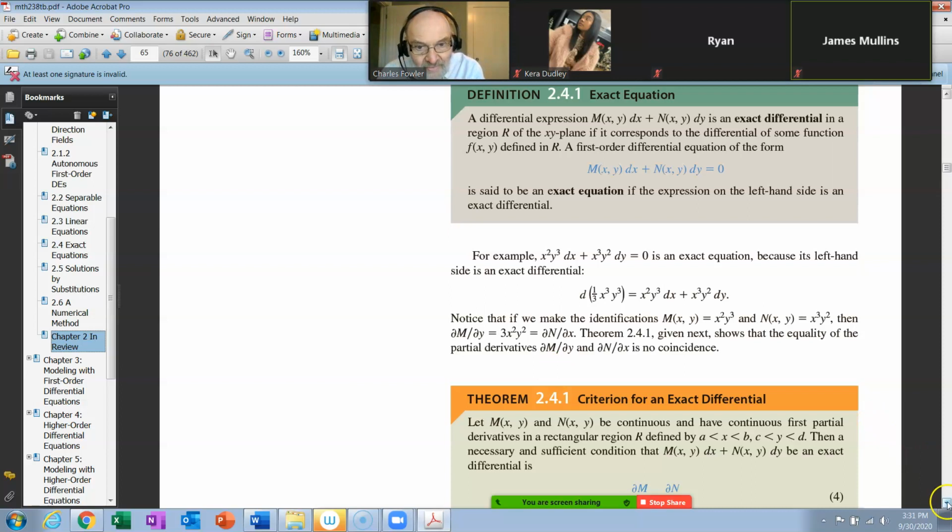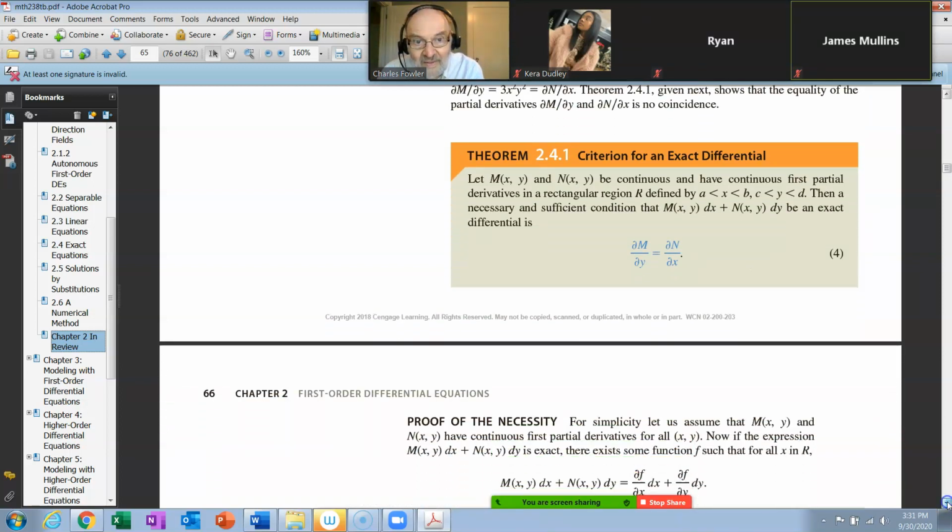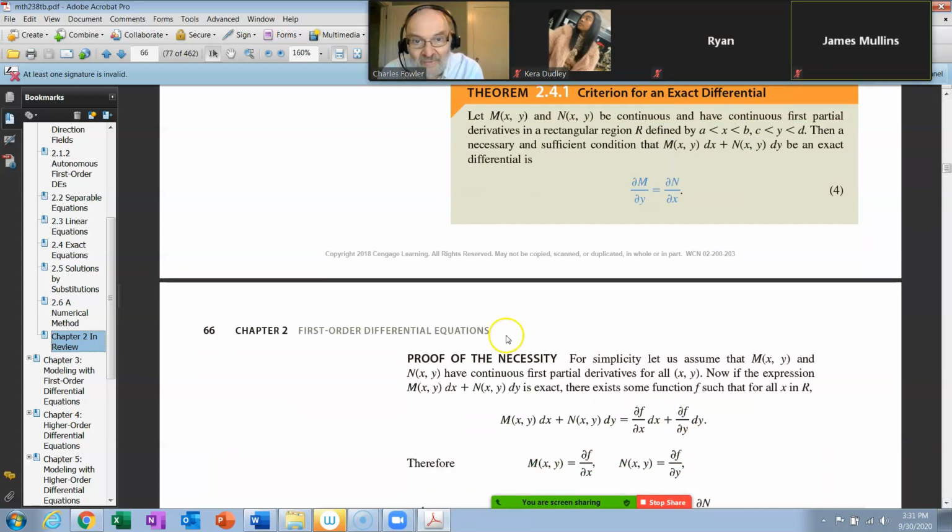And here's why it says this is no coincidence. Criteria for an exact differential. If you have M of x,y and N of x,y that are both continuous functions and have continuous first partial derivatives in some rectangular region R, a less than x less than b, c less than y less than d, then a necessary and sufficient condition that M of x,y dx plus N of x,y dy be an exact differential is that the partial of M with respect to the other variable y is equal to the partial of N with respect to its opposite variable x.